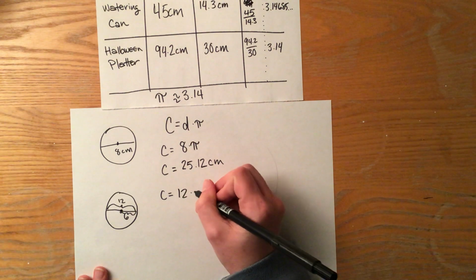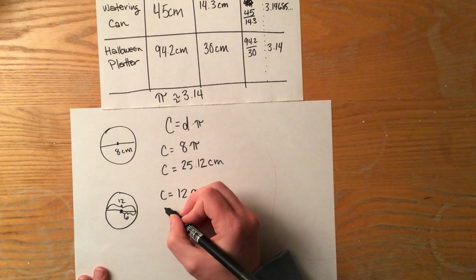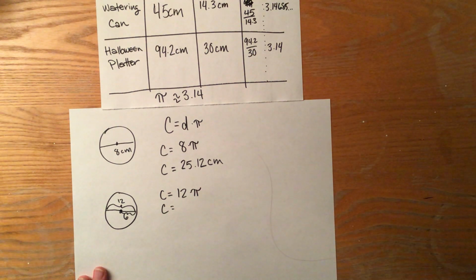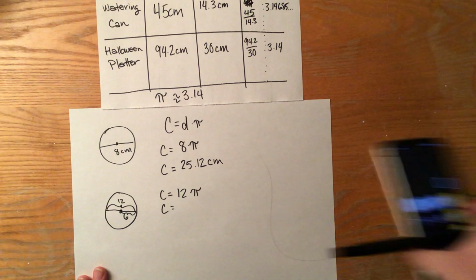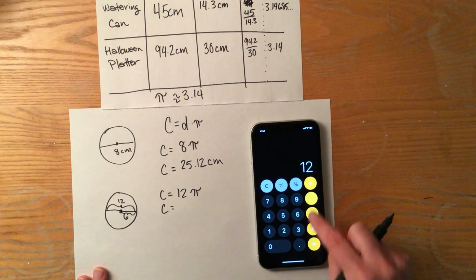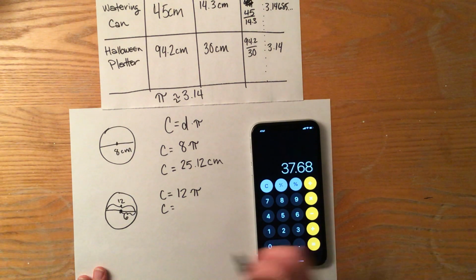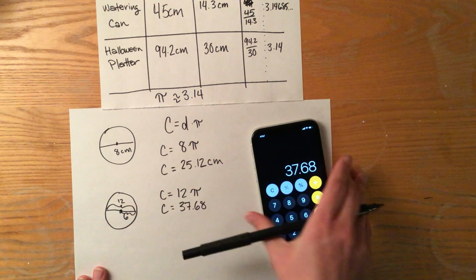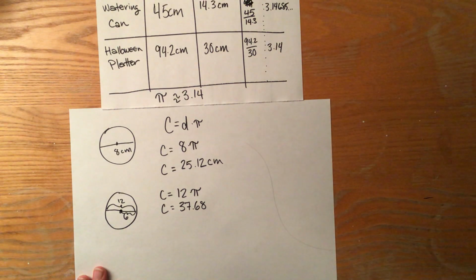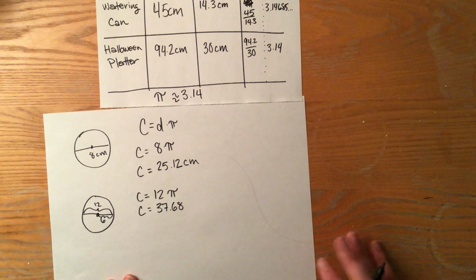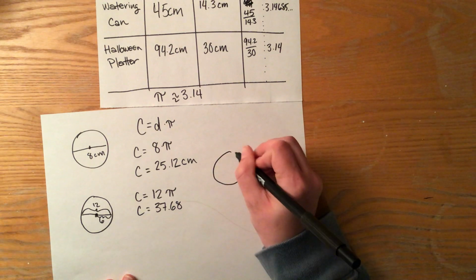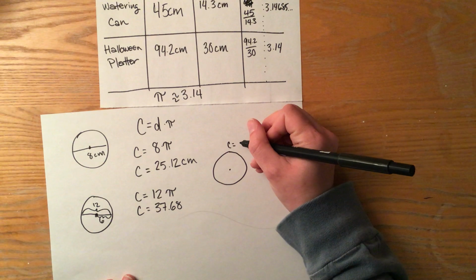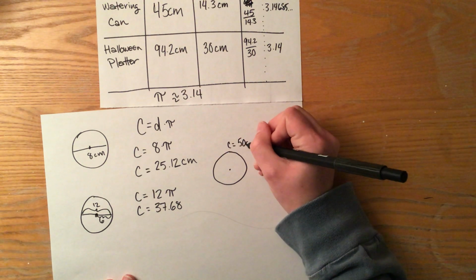So you should be plugging in 12 times pi, or 12 times 3.14. And when you do that, you get 12 times 3.14 is approximately 37.68. All right, and one more that's a little bit different. What if I tell you the circumference is, let's go with 50 centimeters.